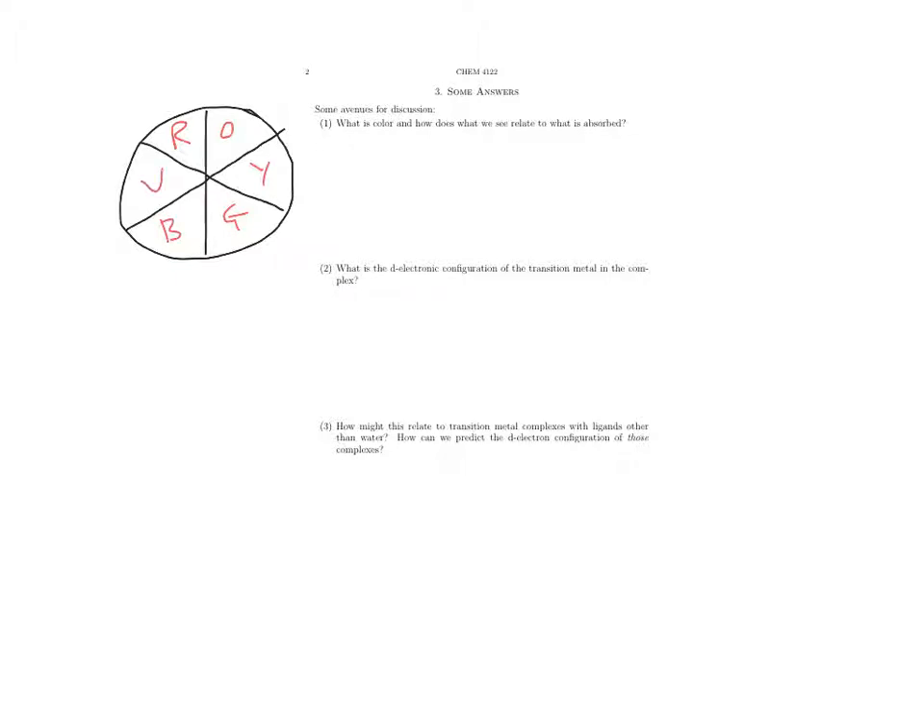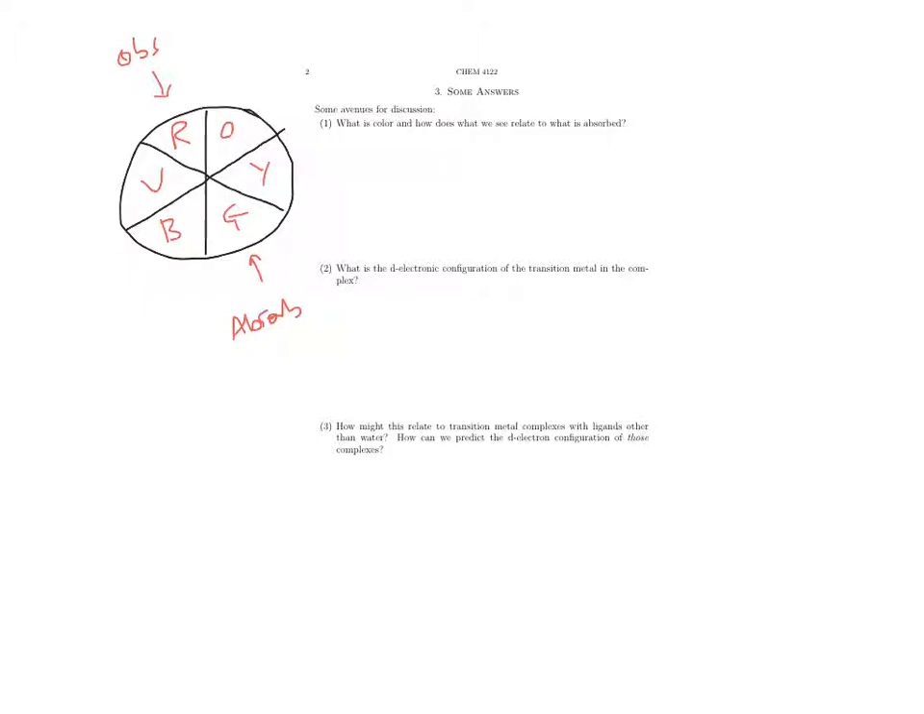The first avenue for discussion is, what is color and how does what we see relate to what is absorbed? The simplest way to explain this is with basically a little color wheel. If I divide the spectrum into 6 colors, try and draw a reasonable pizza, I can label these as red, orange, yellow, green, blue, violet. And what's interesting is there's a complementarity between the color that you see and the color that's absorbed. In other words, if we observe a complex that has a red color, that means it must absorb its complement. In other words, it must absorb green.